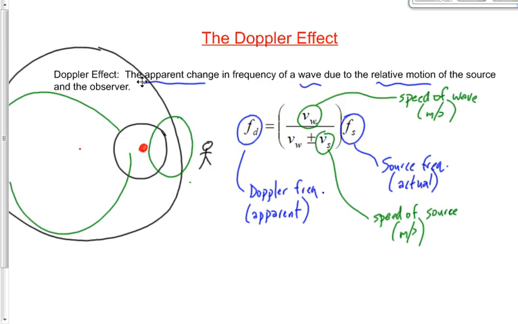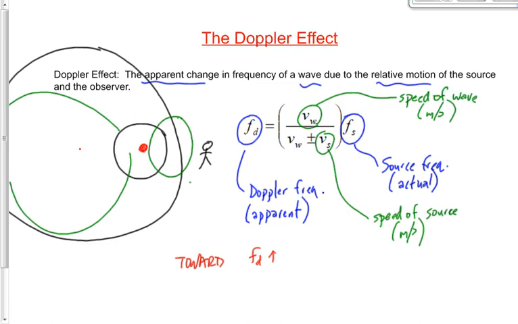Here's how I figure it out. Let's assume for a second that the source is coming towards me. If it's coming towards me, then FD has got to become bigger, right? I know this. I remember this because I've watched videos. I've seen the Doppler effect. I've heard the Doppler effect. I don't have any trouble remembering that one. As the source is coming towards me, the Doppler frequency, the apparent frequency, is going to be higher.